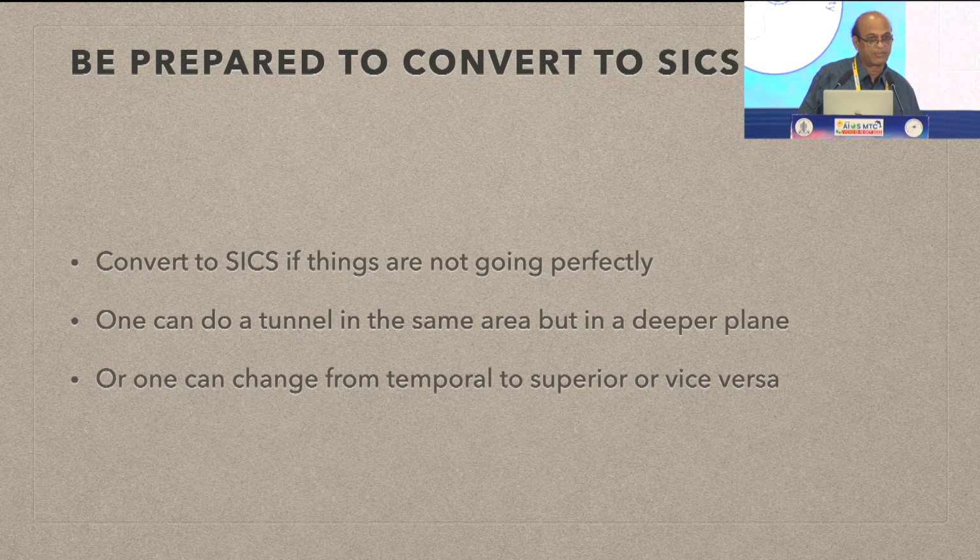So one should always be prepared to convert to SICS whenever you feel that the surgery is not going the way you want it to go. So one can do either a scleral tunnel in the same plane, in the same area at a deeper plane, or one can change from temporal to superior or vice versa.